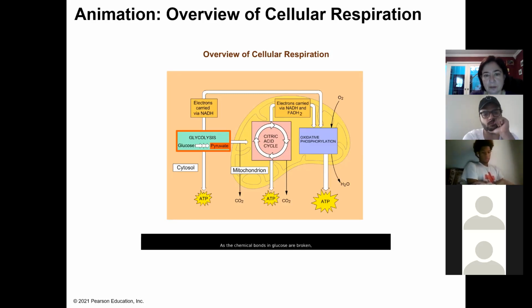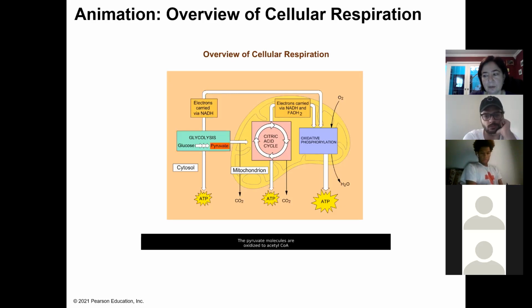As the chemical bonds in glucose are broken, electrons and hydrogen ions are picked up by NAD+, forming NADH. Glucose is oxidized and NAD+ is reduced. A small amount of ATP is also produced in glycolysis by substrate-level phosphorylation. But most of the energy released by the breakdown of glucose is carried by the electrons attached to NADH.